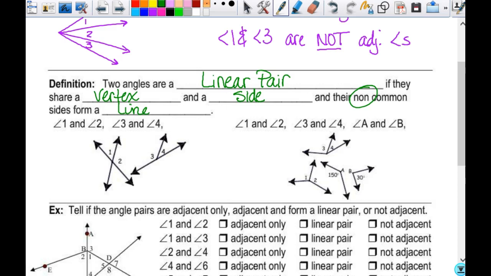Okay. So over here, these angles, they're adjacent. They share this side. Their non-common sides form a line. So 3 and 4 are a linear pair. 1 and 2 are also a linear pair for the same reason. Okay? This angle and this angle, right? Those are not a linear pair. They share a vertex, but they don't share a side, so they're not even adjacent. So these are linear pairs. Okay? You can abbreviate pairs with PR. So PRS.